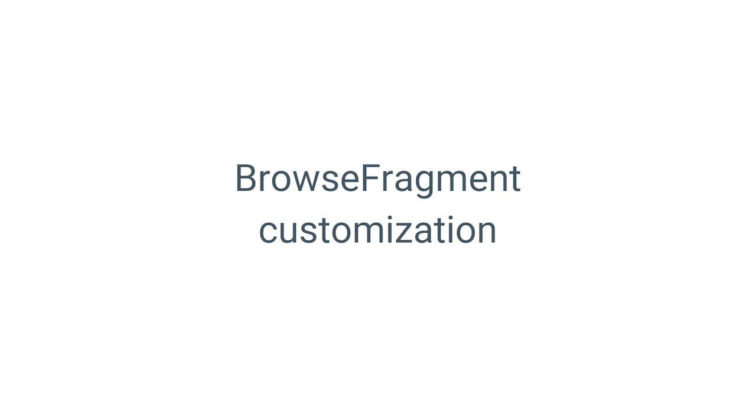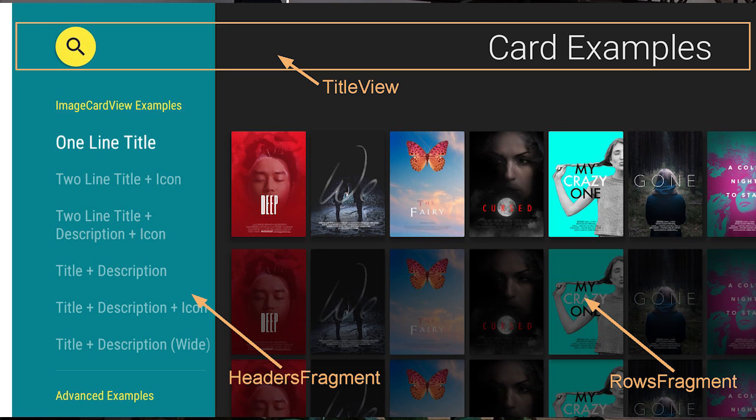Now, no matter what app you're building, you would want to display content in a way that's intuitive and easily accessible. Leanback's answer to this is BrowseFragment. It displays content in a set of rows. It consists of three things. It has the headers fragment to the left, which has the navigation menu arranged in a vertical list. It has the title bar to the top, which displays your branding information in a row. And there is a rows fragment to the right, which displays your content in a set of rows.